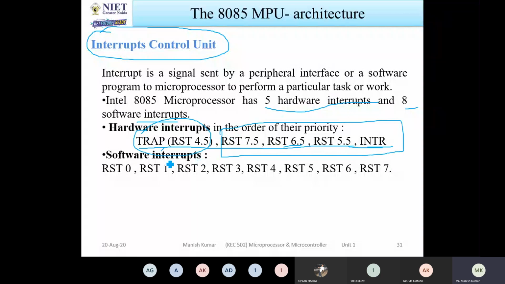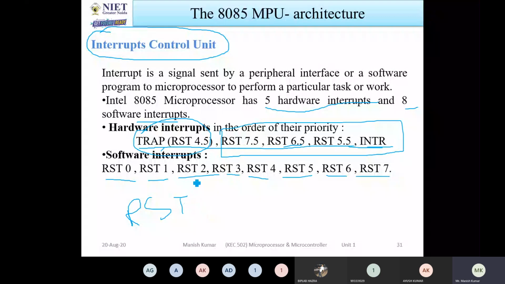Okay. Same way, there are 8 software interrupts, that is called RST0, RST1, RST2, RST3, RST4, RST5, RST6, RST7. RST indicates restart, not reset. Always remember, RST is for restart, not reset. So what is the meaning of restart? Now you can think about what is the meaning of restart?